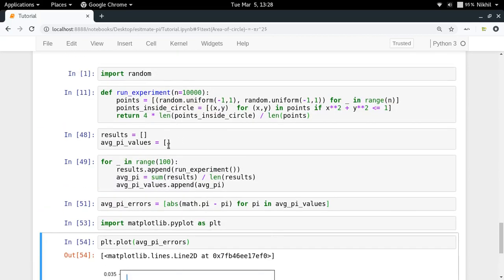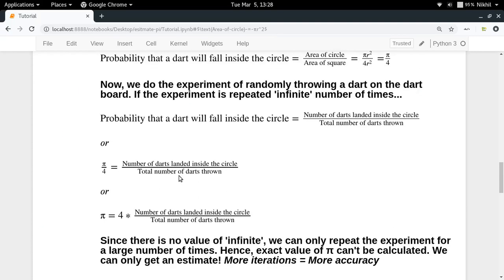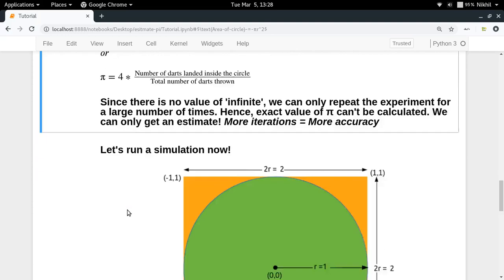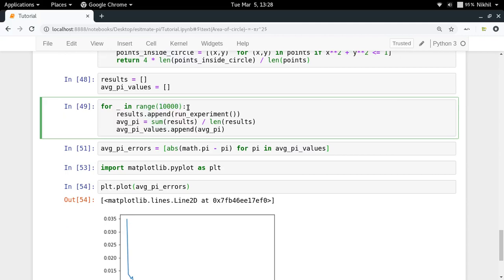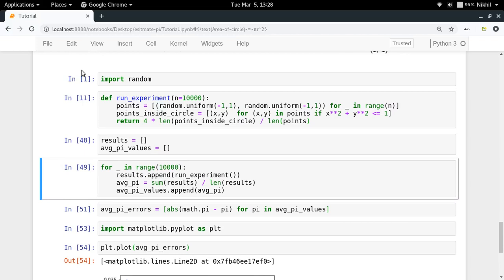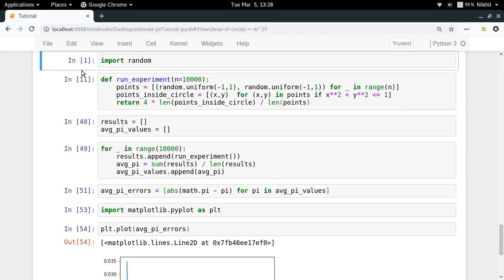So if I just make it around 10,000 instead of 100 here, it will just keep on getting better and better. So the basic idea is that if you repeat this experiment an infinite number of times, then your formula is as accurate as it can be, and you will get the accurate value of pi. So that's why if you increase the number of iterations of an experiment, you will get an accurate value of pi. So yeah, this was how you can simulate this particular experiment, and I hope the concepts are clear. You can do it in a bit different way as well. So this was my take on it.